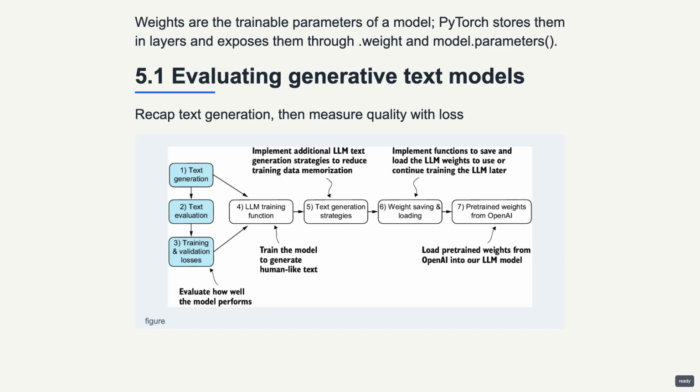The first part of the diagram marks the generation setup, then the evaluation step, and then the training and validation losses. Those are the three pieces we need before we can talk about training the model itself.